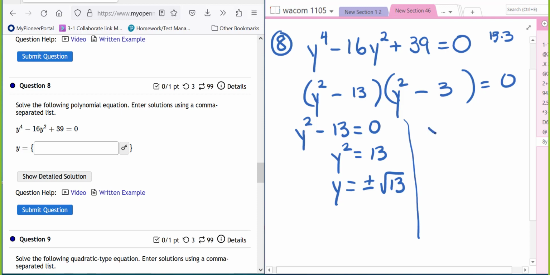And this one, move your 3 and do the square root. So we actually have 4 answers, and we are allowed to get 4 answers because the exponent is 4, the highest exponent.